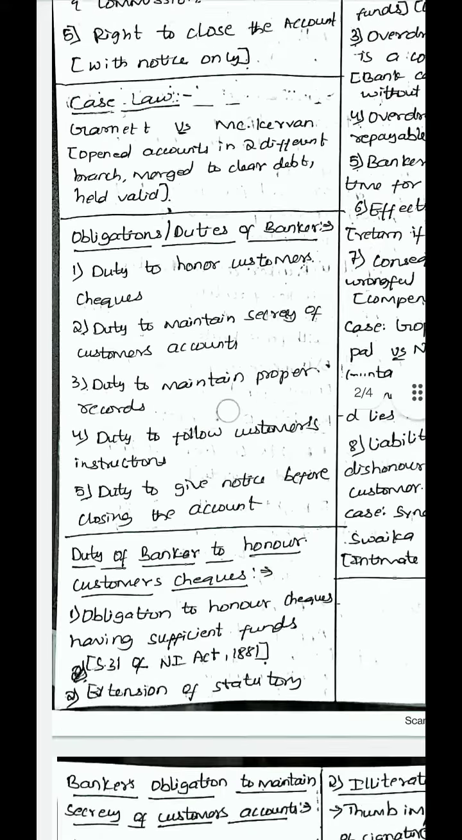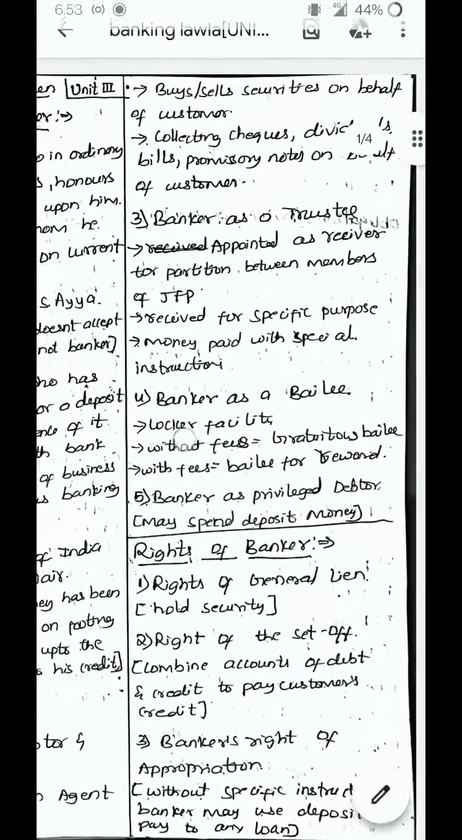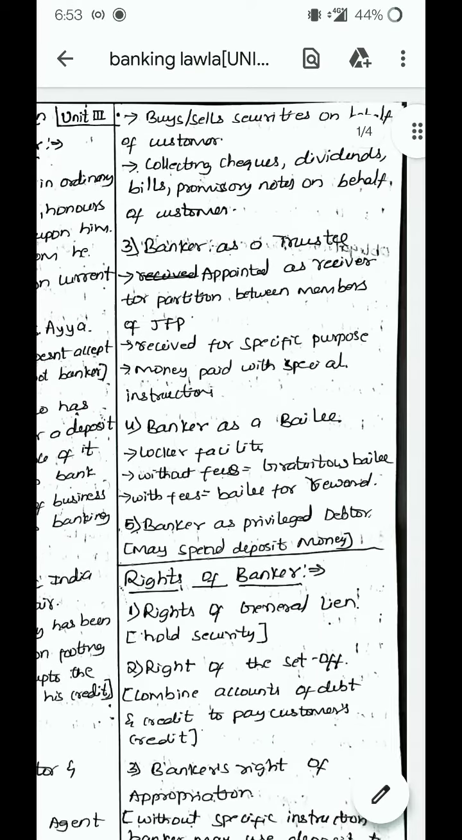Then we have banker as an agent of customer. If a banker is performing a function of an agent to his customer, then he acts as an agent. He can perform the functions of buying or selling of securities on behalf of a customer. If he is collecting checks, dividends, bills or promissory notes on behalf of the customer, then he is acting as an agent of that customer.